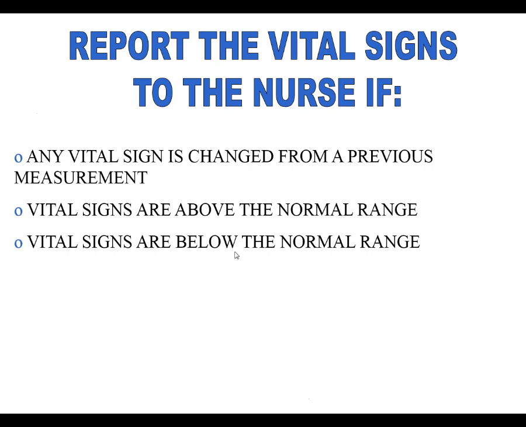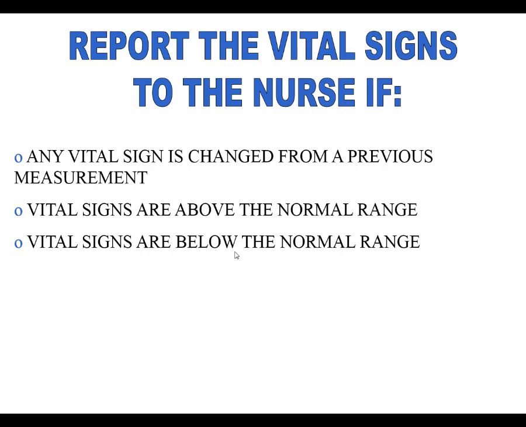So what do we report? What do we report to the nurse or to a doctor or to whoever? What will we report to someone if anything has changed from a previous measurement? So say I'm in the hospital and I'm a patient and I'm in there with pneumonia, and my blood pressure, when they come in, is 110/70. My temperature is 99.9. My pulse rate is 70, and my respiratory rate is 20.